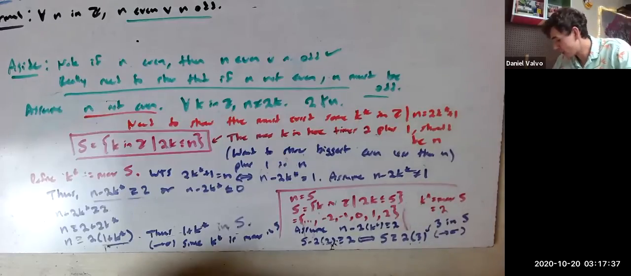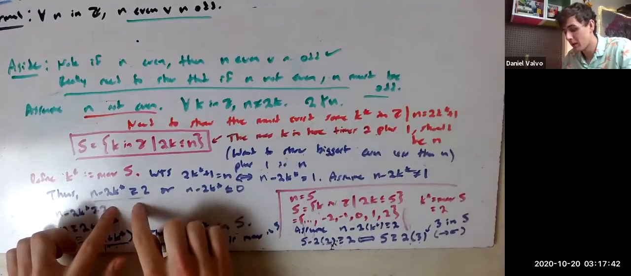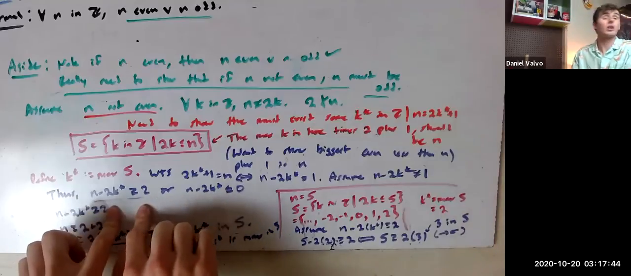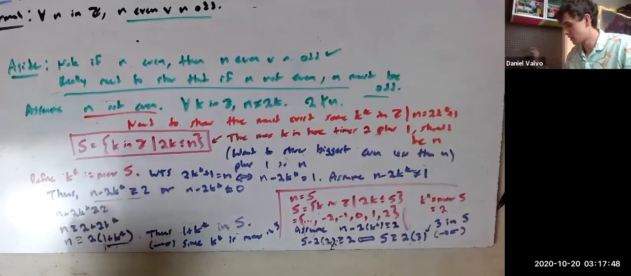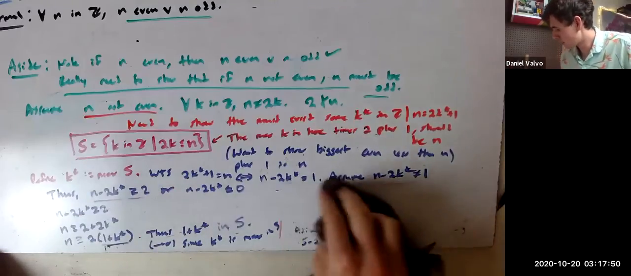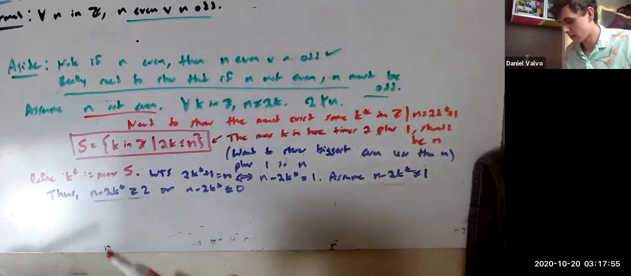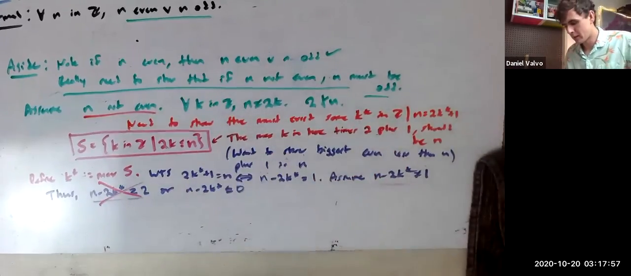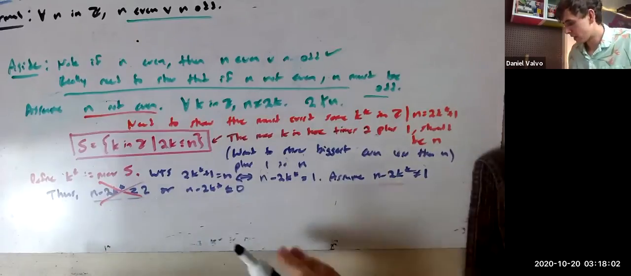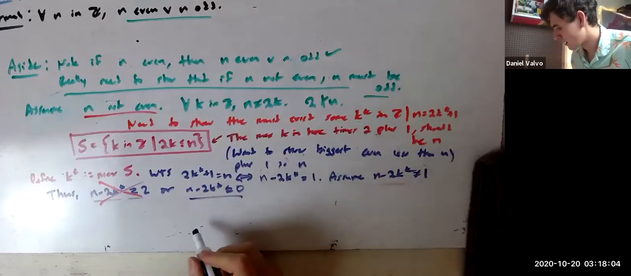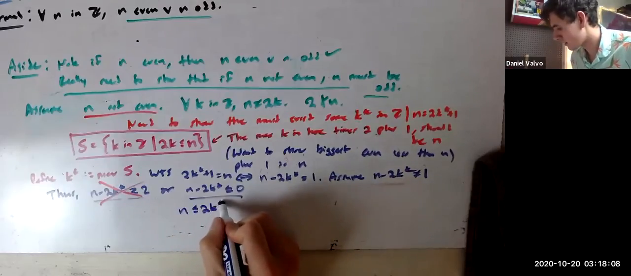So this is our contradiction. This can't be true. The difference between n and K star cannot be greater than or equal to 2. So this is false. This can't happen. But maybe this happens. Let's look at the problem with this. If we assume this, that means n is less than or equal to 2K star.